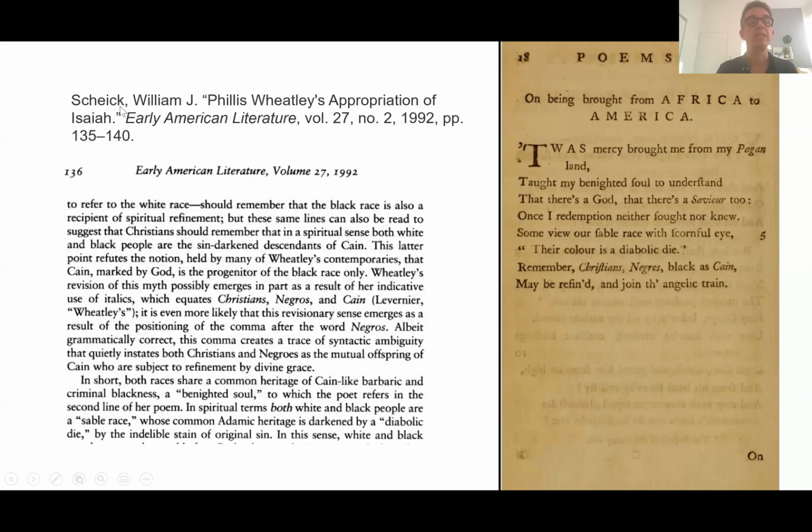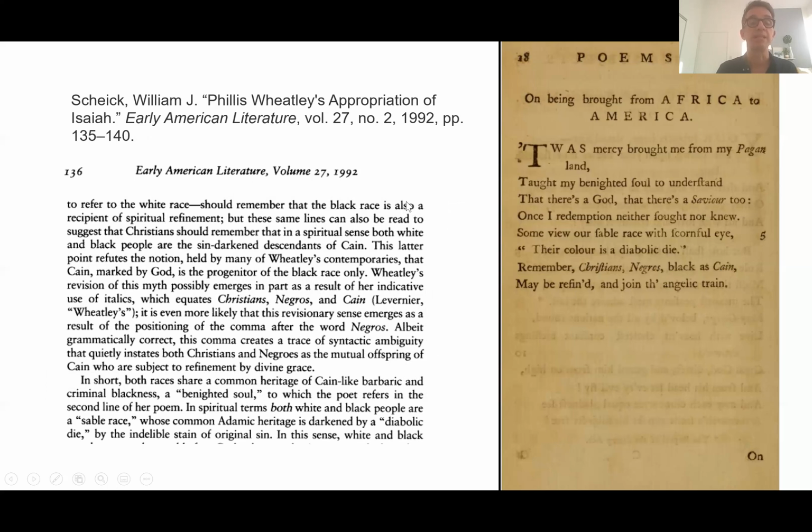William J. Sheik, Phillis Wheatley's appropriation of Isaiah. And here he is reading this line, remember Christians, Negroes, Black as Cain. And to him, the important things are the italics, Christians, Negro, Cain, and this comma. Again, reading extremely closely, seeing every tiny little detail is something that's important.